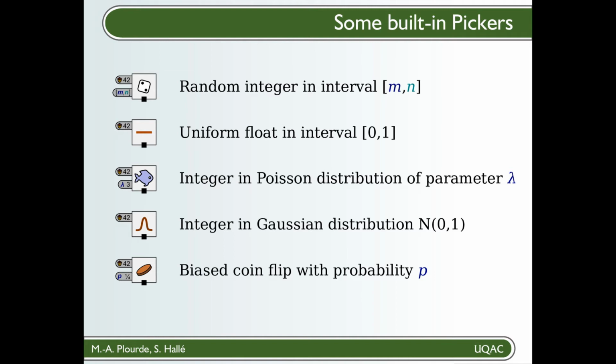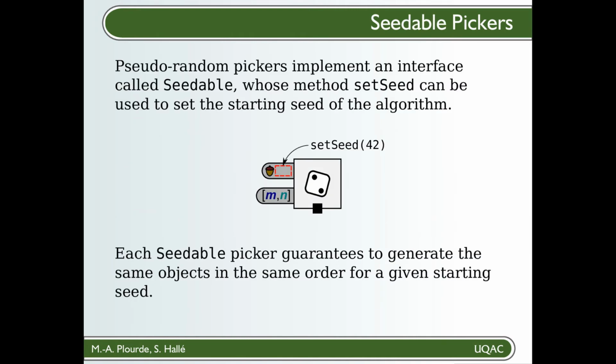As with any picker involving an element of randomness, the random pickers implement another interface called seedable. Seedable pickers have an additional method called setSeed, which accepts an integer. As its name implies, the number acts as the starting seed of a pseudo-random generation algorithm. This entails that all instances of a seedable picker, given the same seed, are guaranteed to generate the same output objects in the same order.